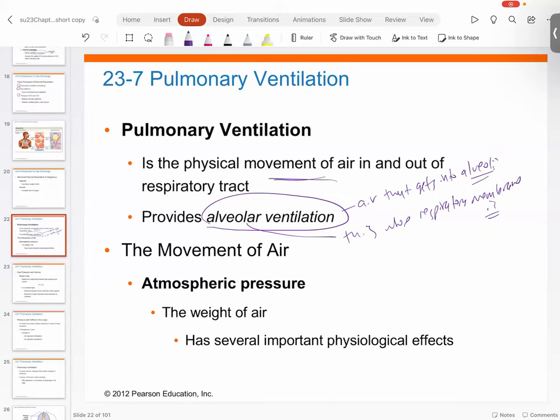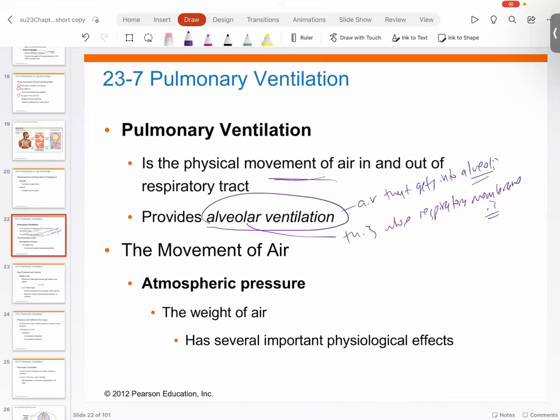The air that is in your bronchi, useless. The air that's still in your trachea, useless. It has to be in contact with the respiratory membrane in order to exchange. That's the only place. That's the reason why we're not interested necessarily in just pulmonary ventilation. We're interested in the alveolar ventilation. That is to say, what air is in direct contact with that respiratory membrane?